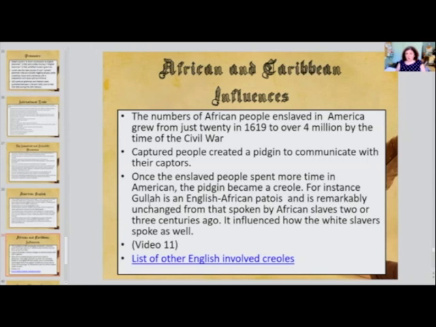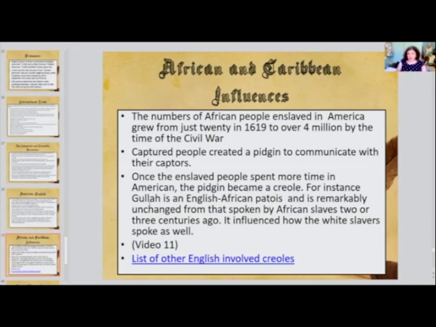These captured people had to create what's called a pidgin to communicate with their captors. A pidgin is a grammatically simplified means of communication that develops between two or more groups that speak different languages. So it's kind of an attempt to bridge the gap of communication. And these enslaved people were obviously highly incentivized to find a way to communicate with these people.